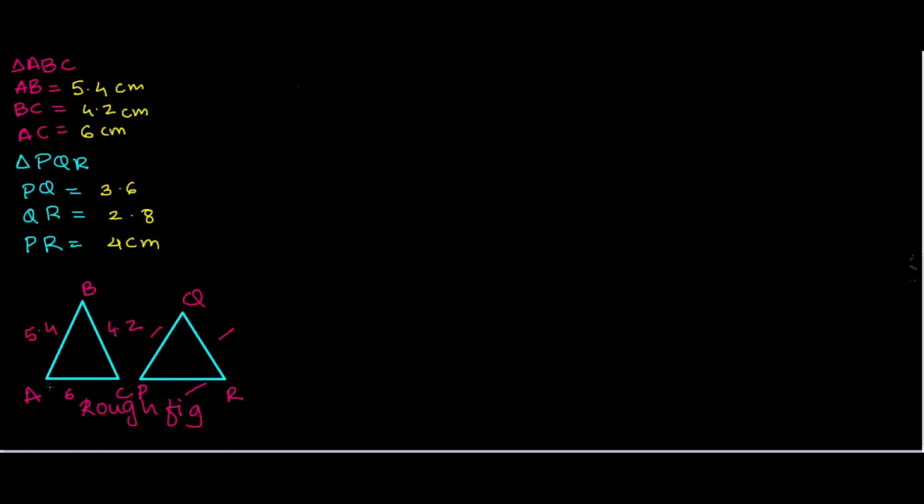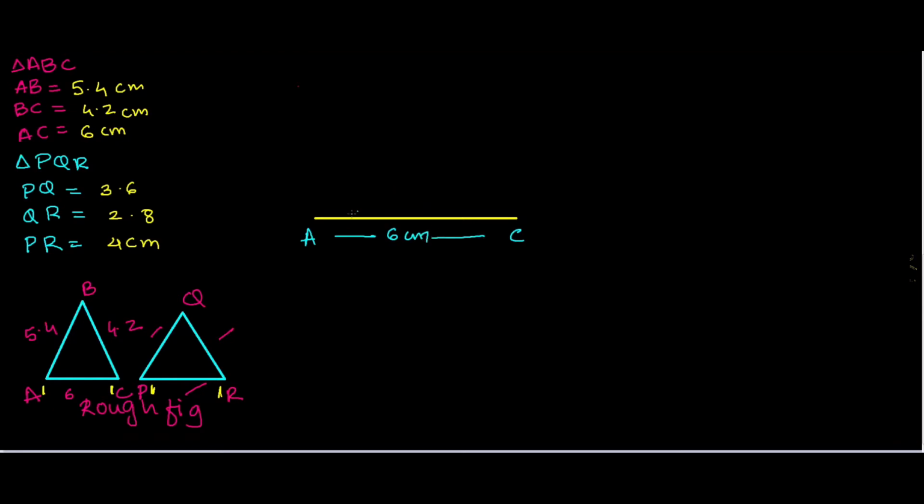First check the base. So it is AC and it is PR. First we will draw triangle ABC, then we will draw triangle PQR. So what you have to do is take 6 centimeter in your scale and draw AC. Okay, then name this as AC, and this is 6 centimeter.